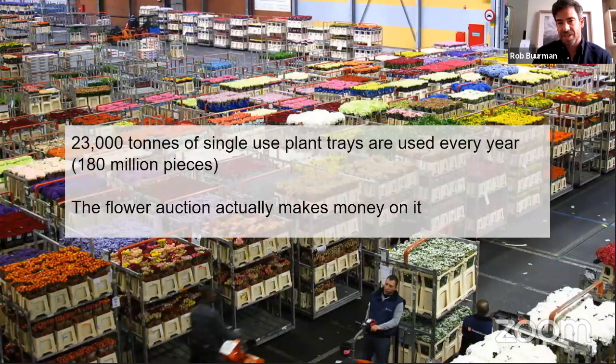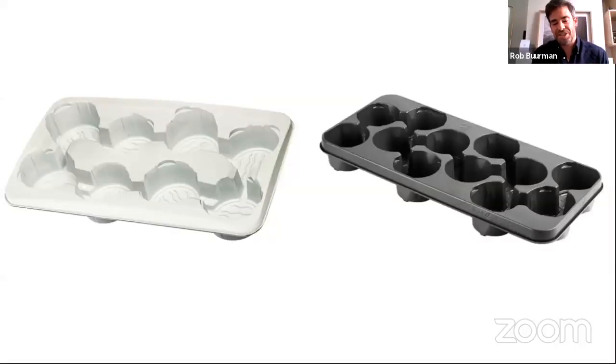I first want to take the example of the Dutch flower auction. In the Netherlands, we have the biggest flower auction in the world. And if you look at all the actual flowers, they are being transported in reusable containers with a deposit. Those reusable containers travel across Europe and travel back again. Reverse logistics works perfectly. But all the plants are put in single-use plastic trays. This is very schizophrenic. On one hand, the flowers are all in reusable containers, and on the other, all the plants are in single-use plastic trays.